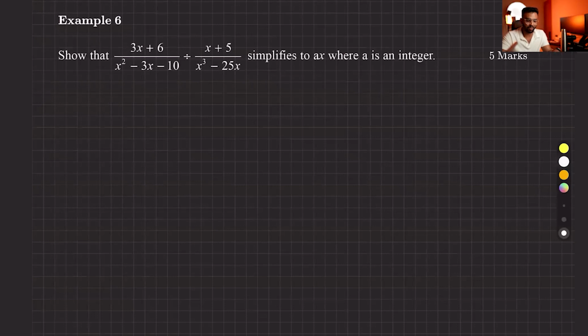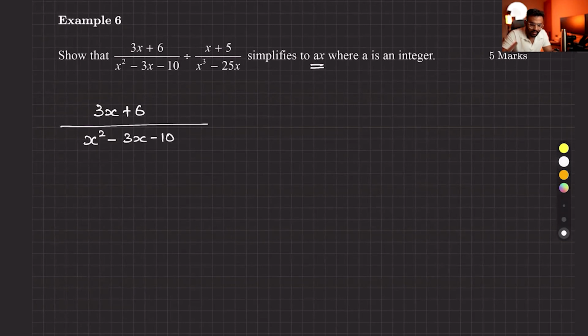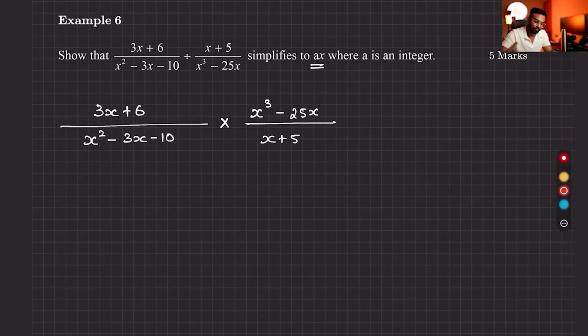I want you to simplify this. What this whole thing will simplify to is ax. So we have 3x plus 6 over x squared minus 3x minus 10. Now we have a division right there, so we're going to multiply, which means the second fraction will flip. We take the reciprocal. So we have x cubed minus 25x divided by x plus 5.